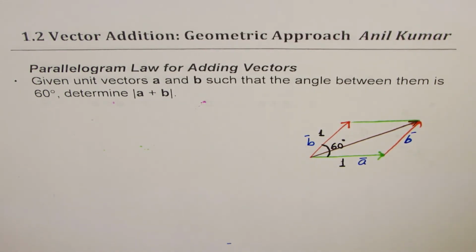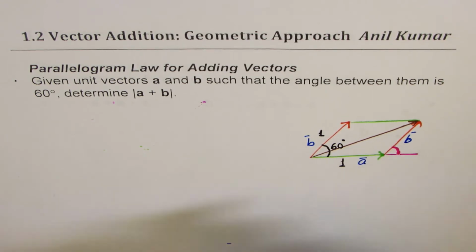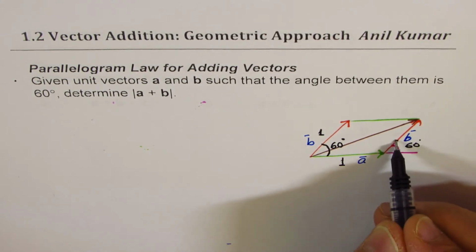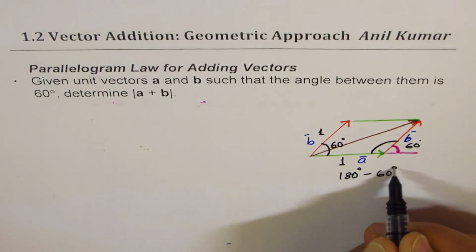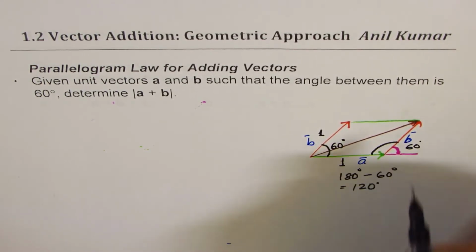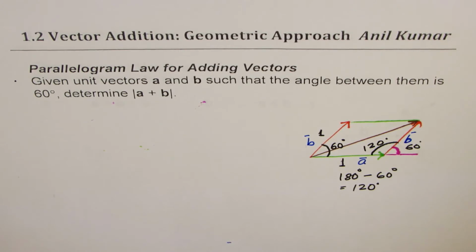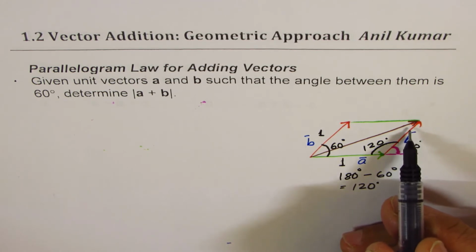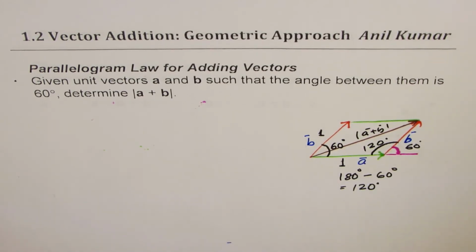Perfect. As we saw in the last case, the outside angle here is 60 degrees, which is given to us, the exterior angle. But the angle inside is 180 degrees minus 60 degrees, which is 120 degrees. Do you see that? So this angle is 120 degrees for us. So now you can apply the cosine law to find the magnitude of A plus B. Do you see that? Okay.